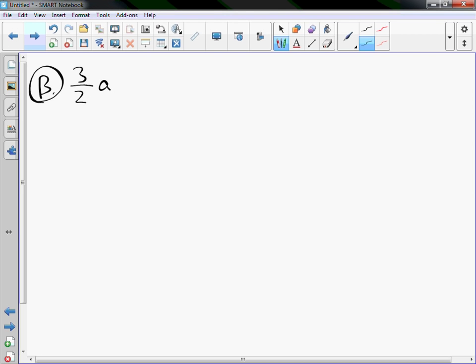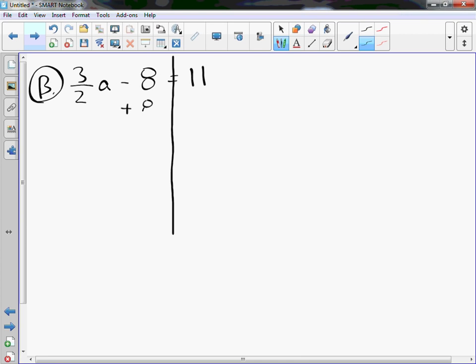Three halves A minus 8 equals 11. Okay? Now, what would I call the easiest thing to get rid of? Well, in this case, again, addition and subtraction. So we have a minus 8, so I'm going to add 8 to both sides. Now, notice that we're always making decisions based on the variable side.